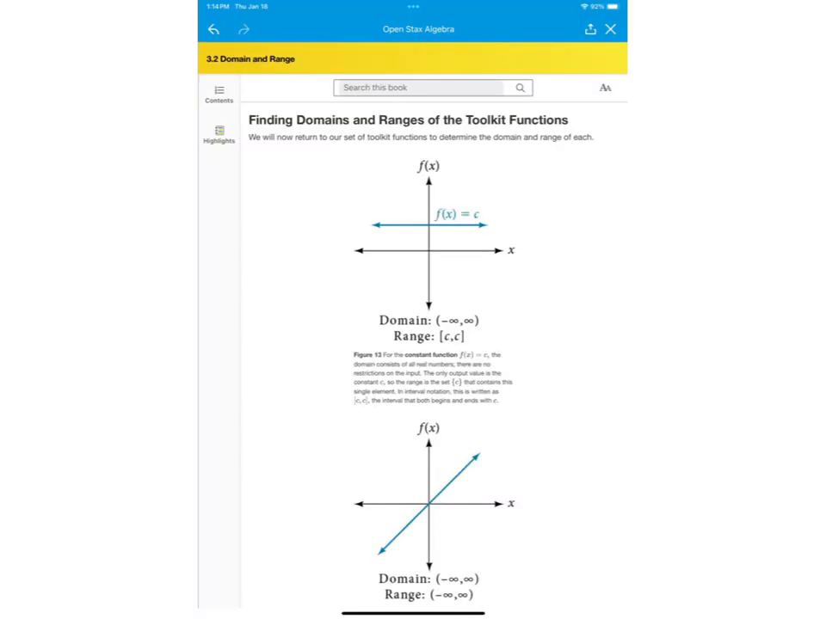Okay, so next we're going to look at how this domain and range business applies to the toolkit functions. And I think it would be handy if you would draw them quickly as we put them up on the board. Okay, and we'll just talk about them individually one at a time. You remember what this one's called? The constant function. It's a horizontal line located at y equals whatever that number is.